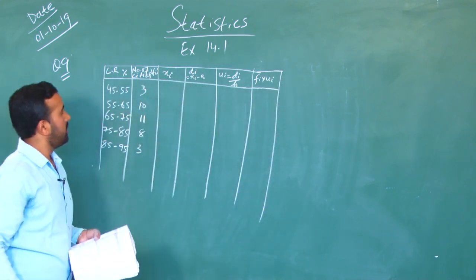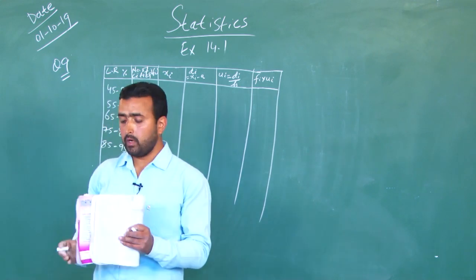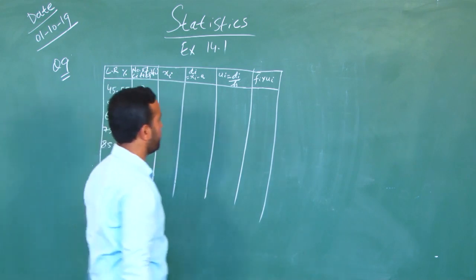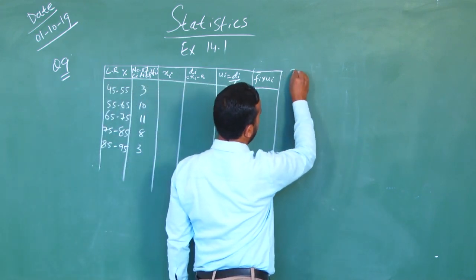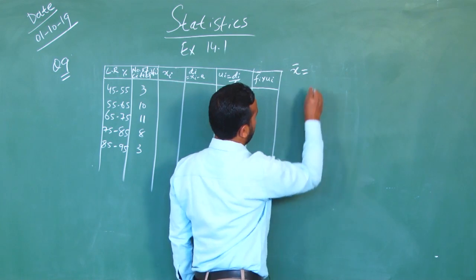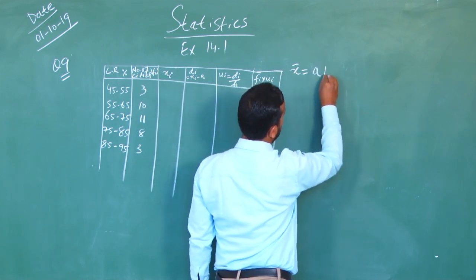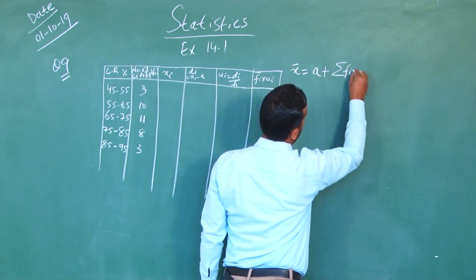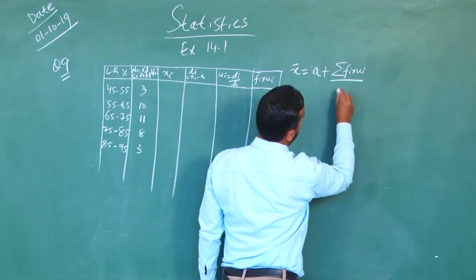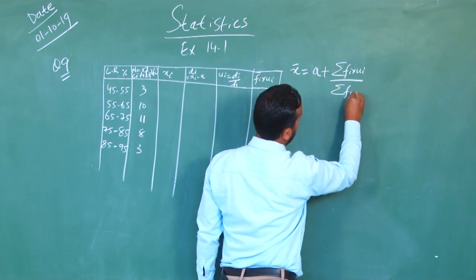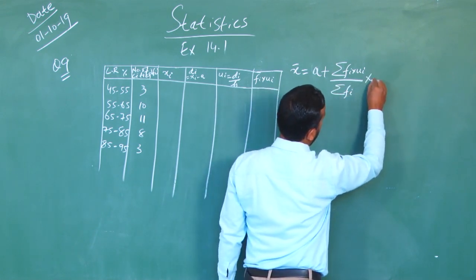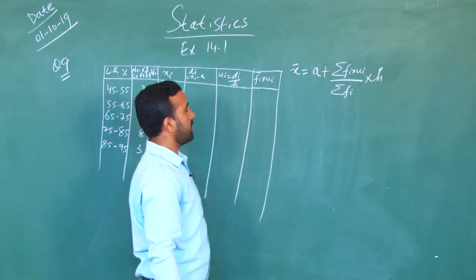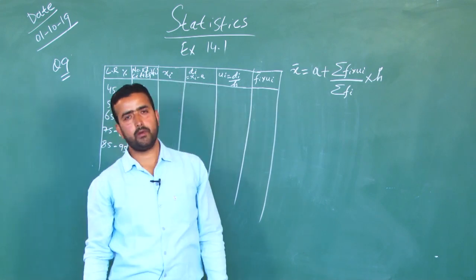Dear children, we need to remember how to calculate the mean from the step deviation method. And what is the formula for that? We must first remember the formula: X bar equals A plus summation of Fi multiplied by Ui divided by summation of Fi, multiplied by the class size, that is H. This is the mathematical formula by which we can calculate the mean by using the step deviation method.